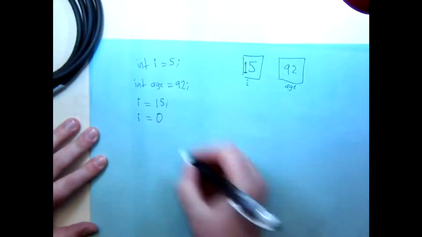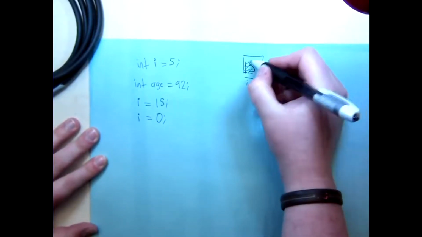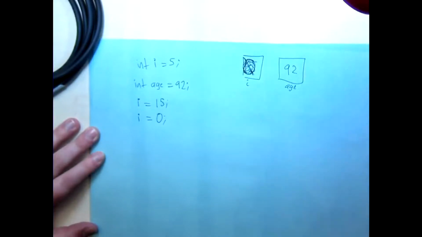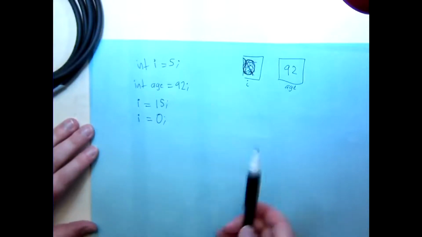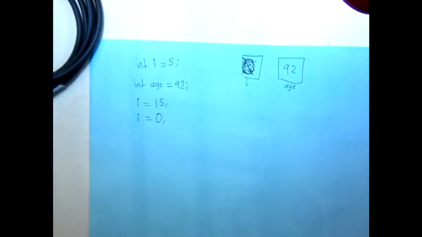I could say i equals 0, and then that would change the contents of this box to be the number 0. This is a lot better on a whiteboard, as you can see, but that's now the digit 0. The memory of my program is just a series of boxes, and whenever I make a new variable, it'll just put it in the next available box.